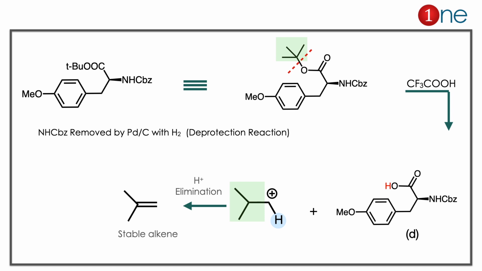The second thing is the stability of the side product. Here the stability of the side product dictates the reaction. Here the side product is an alkene, which is a stable one after H plus elimination. So the side product dictates the product here.